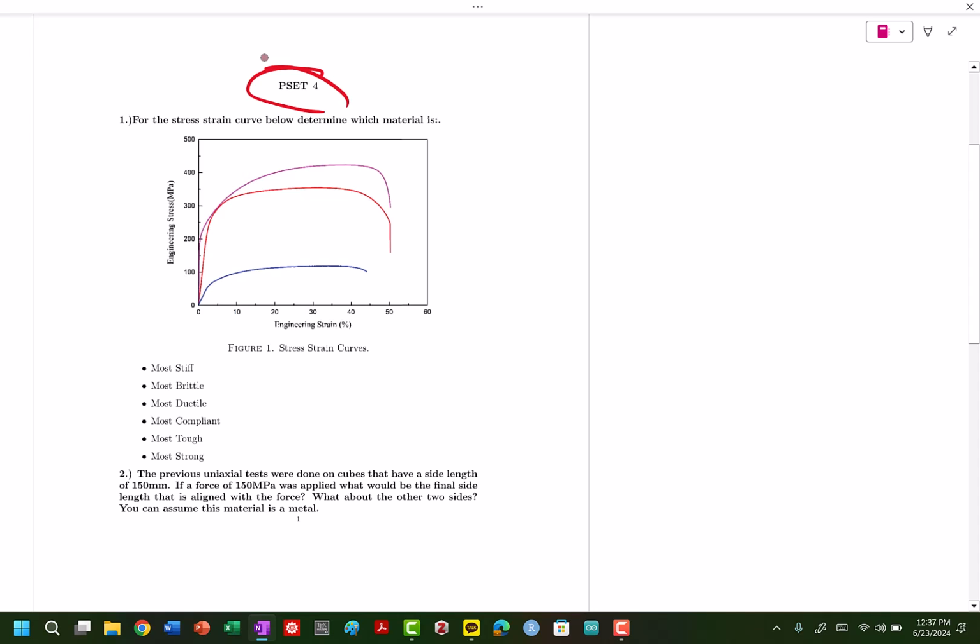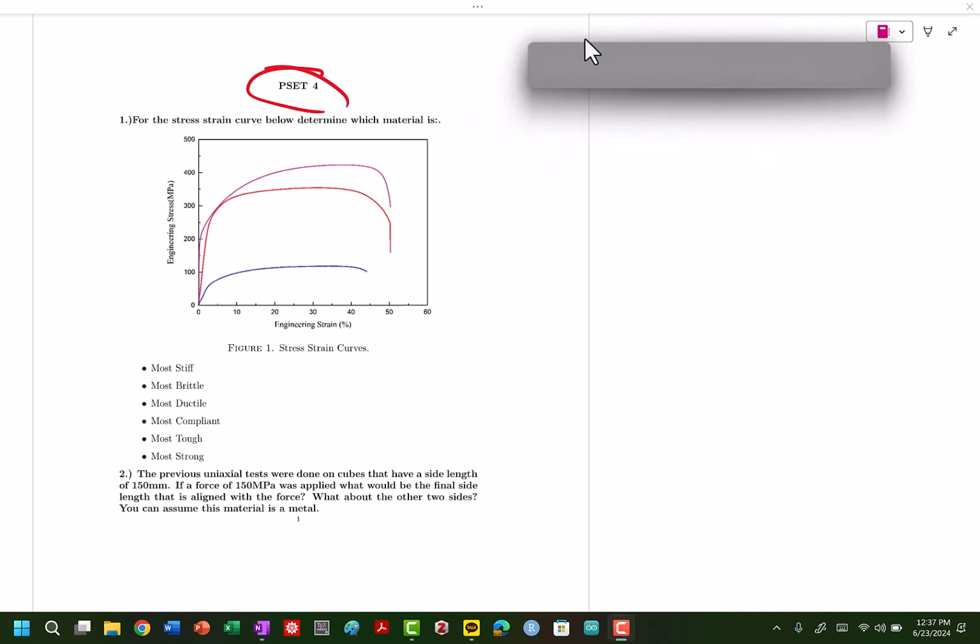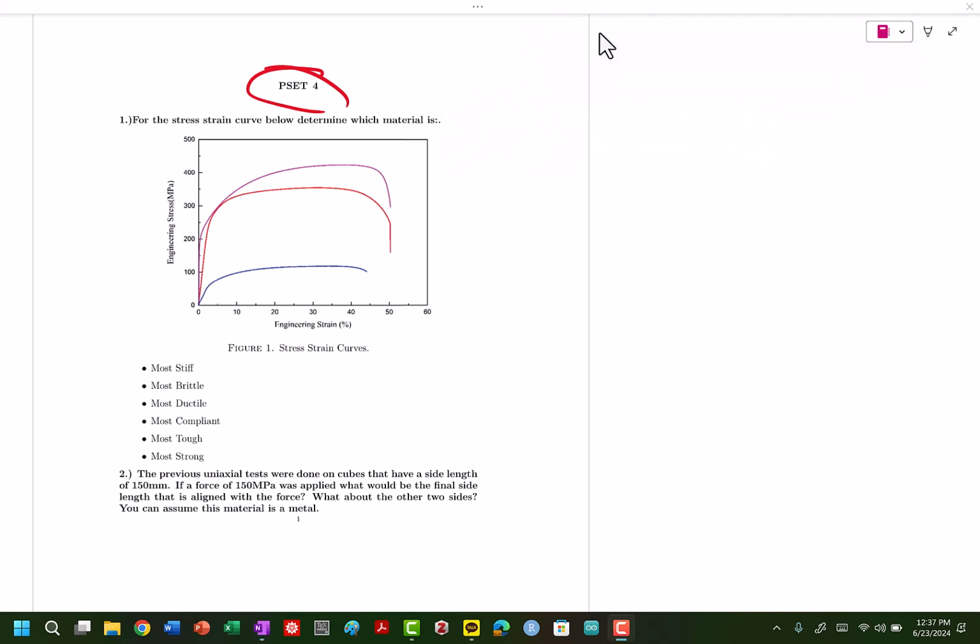For the stress strain curve below, determine which material is the most stiff. Most stiff has the steepest slope, so I definitely think that it's going to be our purple curve. Most brittle is going to be our blue, because our strain at failure ends here. The most ductile is probably a tie between either purple or red. Most compliant, so the least stiff, is definitely our blue. Most tough, largest area under the curve, is definitely purple.